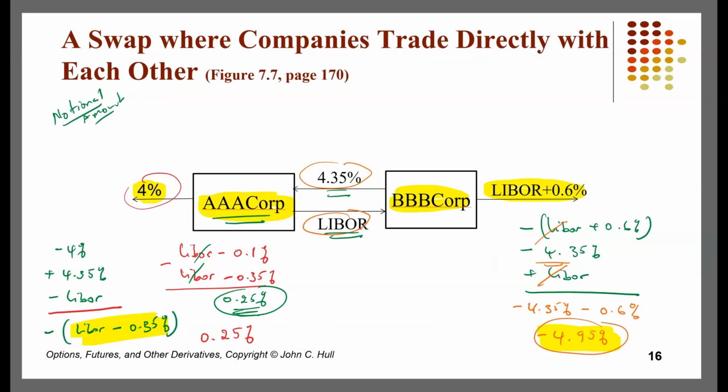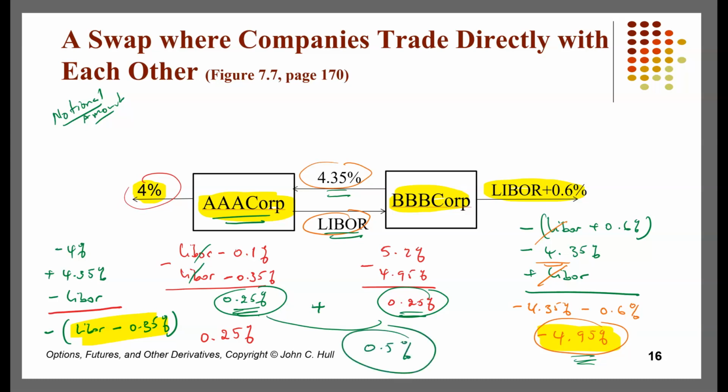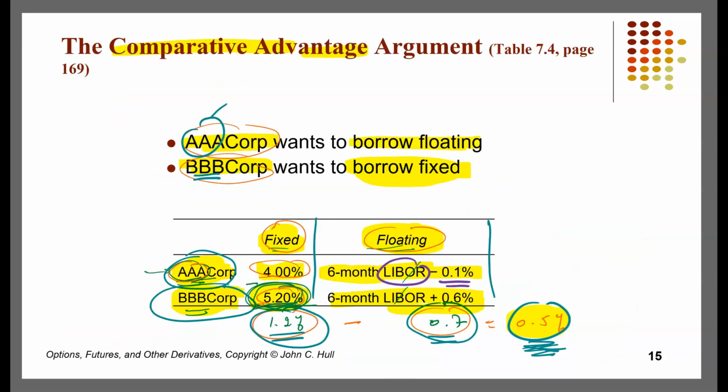So if we do the 5.2 minus the 4.95, what do we have? 0.25%. And so here again, BBB saved the 0.25%. So when we do the sum of these savings, we end up with 0.5%. That is essentially that amount that we refer to as a potential quote arbitrage opportunity.